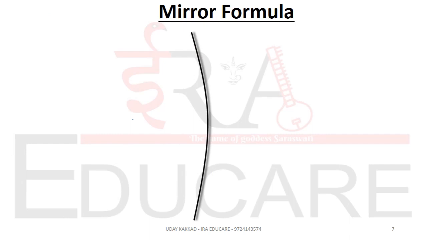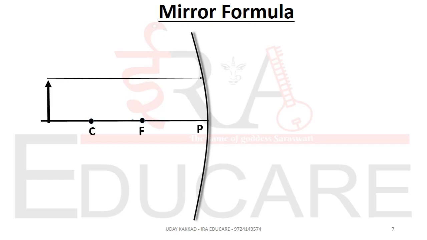So this is your concave mirror, right? This is your principal axis, this is the pole P, the center of curvature C, and the focus point F. This is your object. Now I take a parallel ray. Next, a ray passing through the C, and this is your image, right? This is beyond C. This is the case of an object beyond C of a concave mirror.